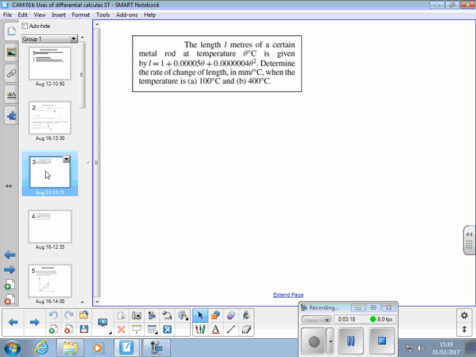The length L meters of a certain metal rod at temperature theta degrees C is given by L equal to 1 plus that little number theta plus another little number theta squared. Determine the rate of change of length in millimeters per degree C when the temperature is 100 degrees C and when the temperature is 400 degrees C. What do we need to do in that problem? Determine the rate of change in length.